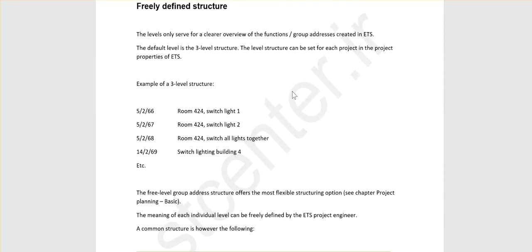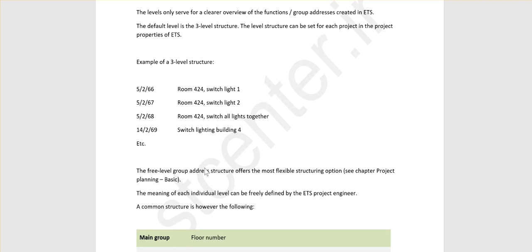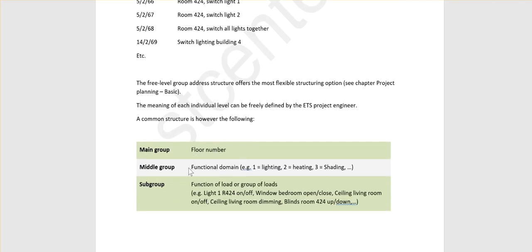So you can see the book is providing for us some key table. The main group you can assign to floor number. The middle one you can assign to functional domain like lighting, heating, shading, and the subgroup functional or group of loads. But remember that these are some recommended options. You can assign these main, middle, and sub to what you want, okay? It doesn't have any impact on the functionality of your project.